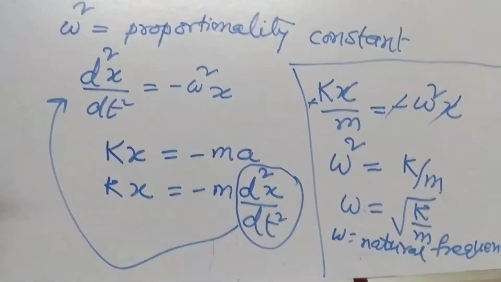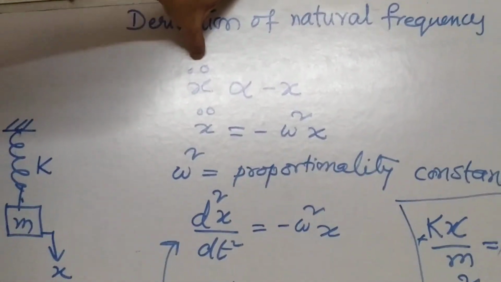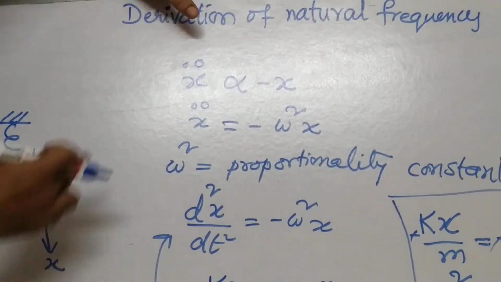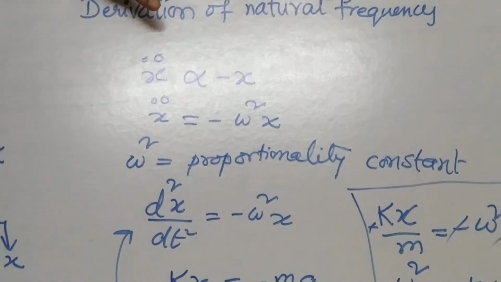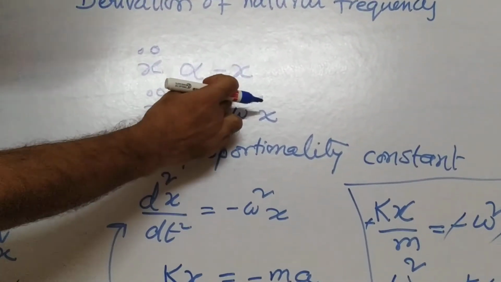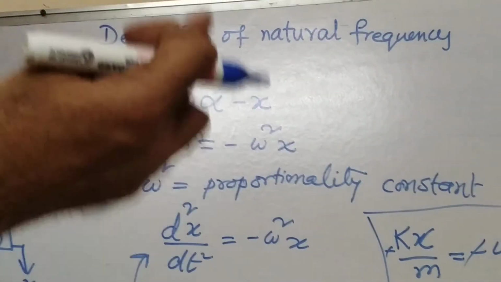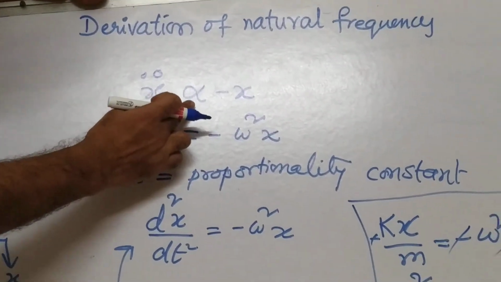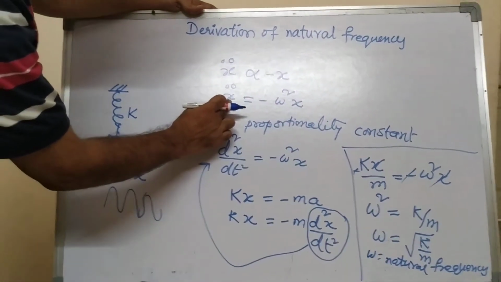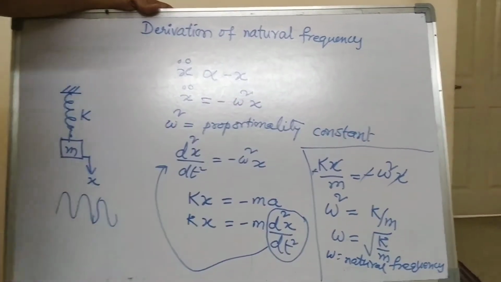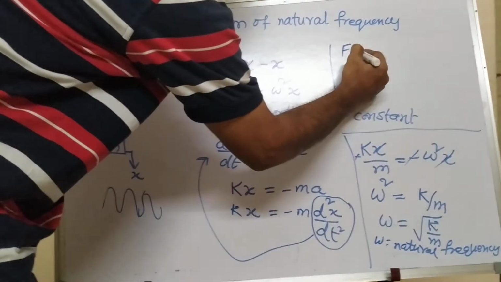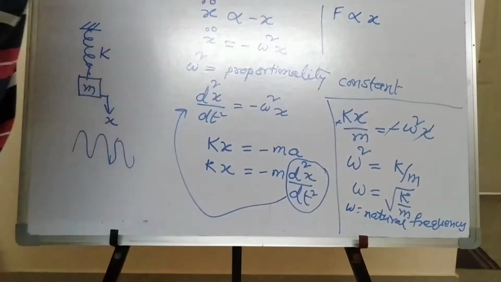I'll repeat again. Any object, in a linear motion or a circular motion, having an acceleration, that acceleration is proportional to the displacement, but in the opposite direction. So to remove the proportionality constant, we say x double dot is equal to minus omega square x.